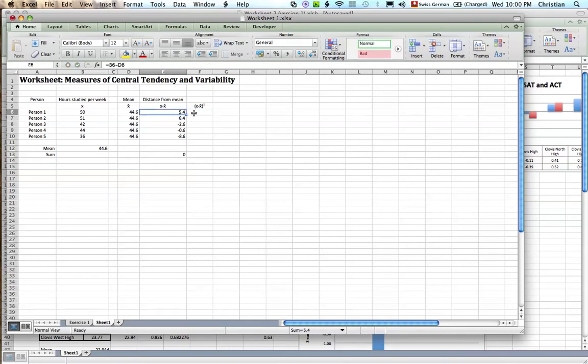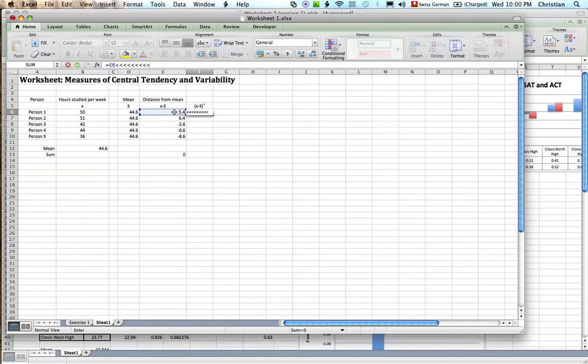And at the same time, we're rewarding scores that are close to the mean because they don't really increase as much, and scores that are very far from the mean, those distances become even larger, right? Here again, we're entering the equal sign to create a formula, and we're going to square this distance from the mean by multiplying it with itself.